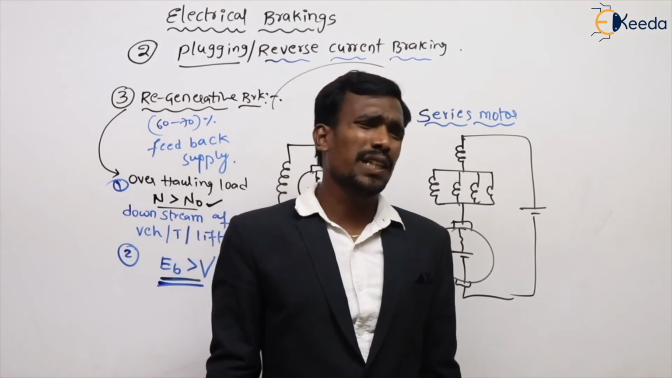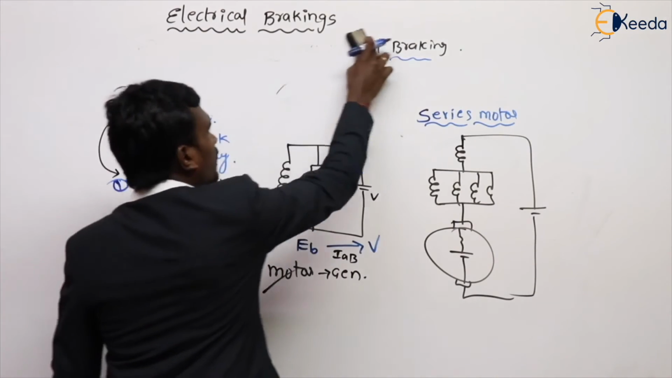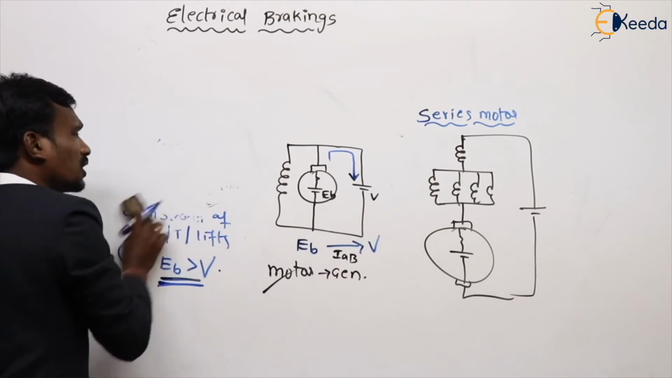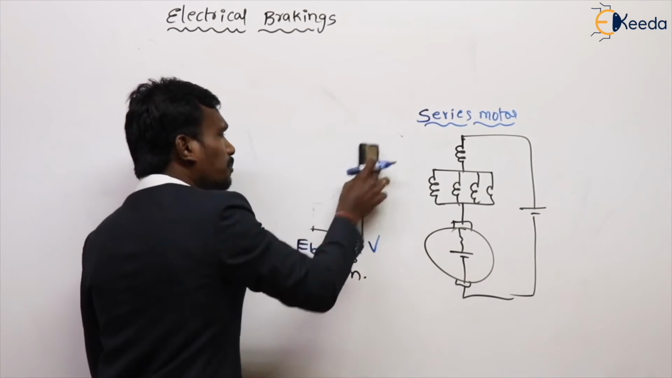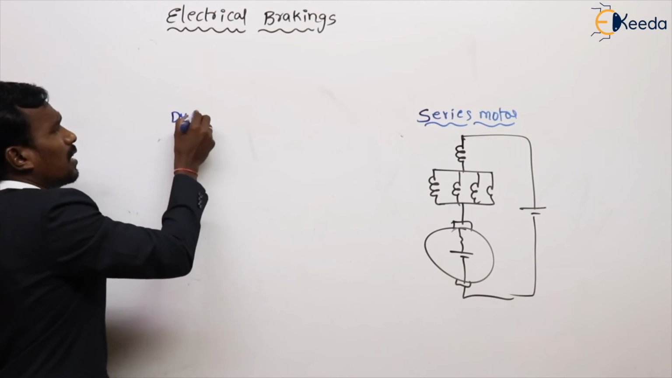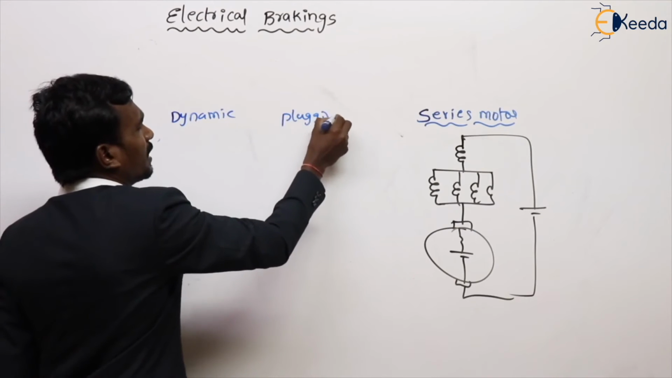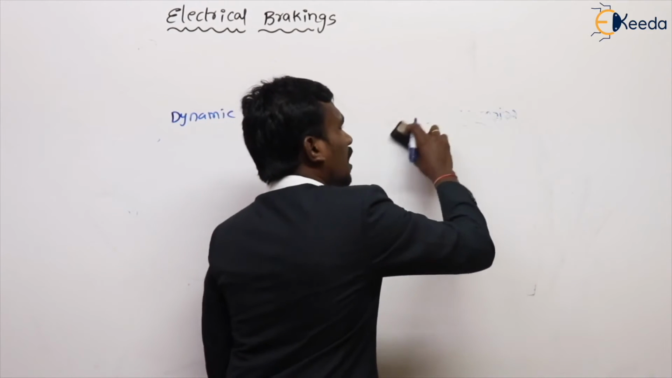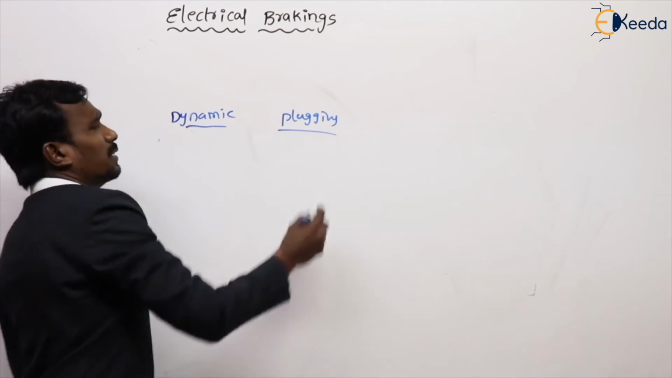So generally we have completed the electrical brakings for DC motors. Actually the same are available for induction machines also. Even for induction machines, we have three types of braking methods. One is dynamic braking, as usual. Next one is plugging, and next one is regenerative braking. Of course, that is somewhat difficult. Let's see dynamic braking and plugging.